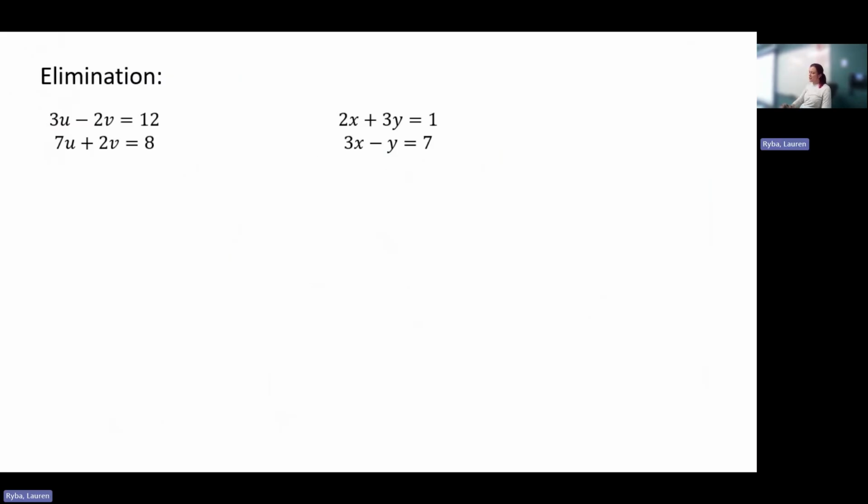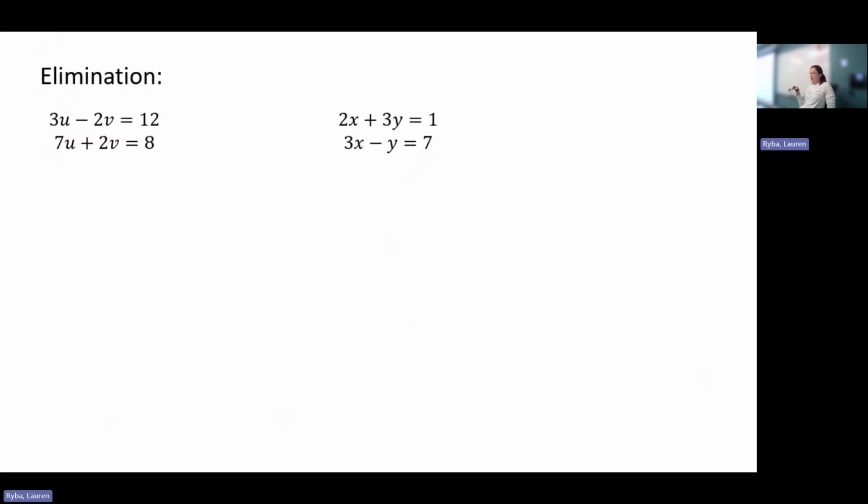All right, so the next method then is called elimination. This was always my preferred method. I just felt like it was generally faster than substitution, but in the end, it's preference. So with elimination, your goal is to match either an X or a Y term, but have opposite symbols. So when I look at this first problem here, I've got 3u minus 2v equals 12 and 7u plus 2v equals 8. So if you look at the v's, it's -2v, +2v.